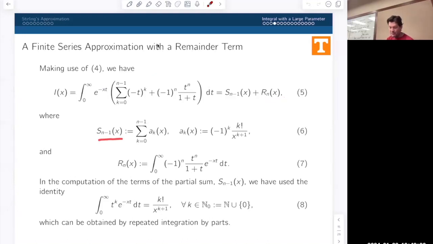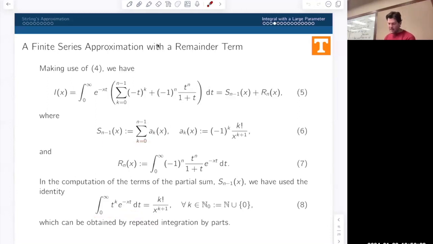So in other words, S_{n-1} is going to be defined as when I do that integration of this guy against these terms here, then I'm going to get exactly this series, okay? And the terms of the series are exactly this thing I'm calling a_k(x). It's going to be (-1)^k k! over x^(k+1). So how did I get this? Well, I used an integral by parts formula, an integral expression that's tabulated in many places. And so if I integrate powers of t against e^(-xt), then I just get this expression here. Okay. So again, I mentioned that you can prove this using repeated integration by parts, or you can look it up somewhere. But in any case, I used this in order to produce this little series here.